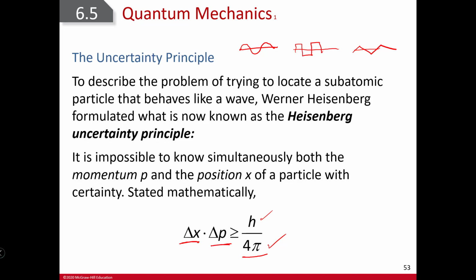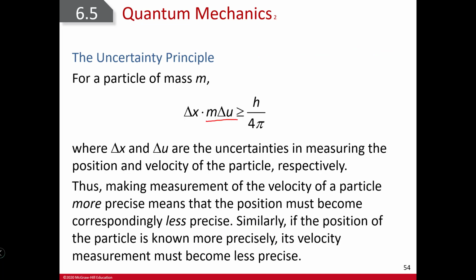position and the momentum of the wave is greater than or equal to Planck's constant divided by 4 pi. All right, so you say, what does that mean? Well, that means that momentum, which is mass times the change in velocity, or the uncertainty in the velocity. So the position times the mass of the particle, in this case the electron, times its variation in velocity is greater than Planck's constant divided by 4 pi.